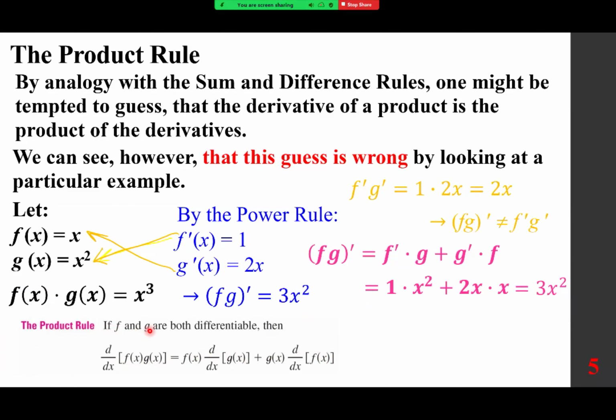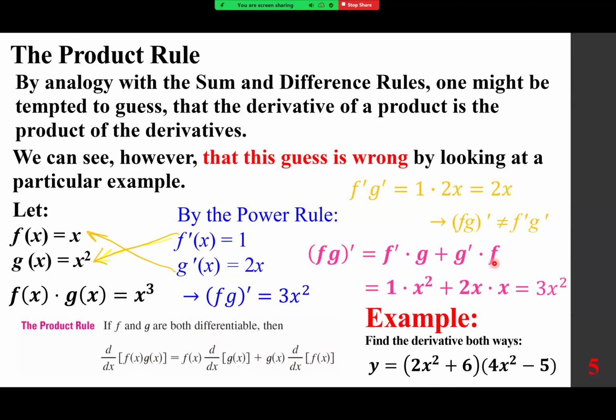The product rule, if f and g are both differentiable, then d dx of f of x g of x is f of x times d dx of g of x plus g of x times d dx of f of x. Instead of writing all of those d dx of this, d dx of that, if you stick with the shorthand notation, it goes a lot faster and easier, everybody. So I would write the formula and I would follow that.